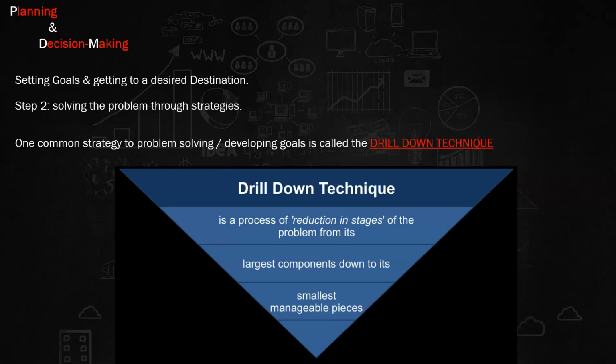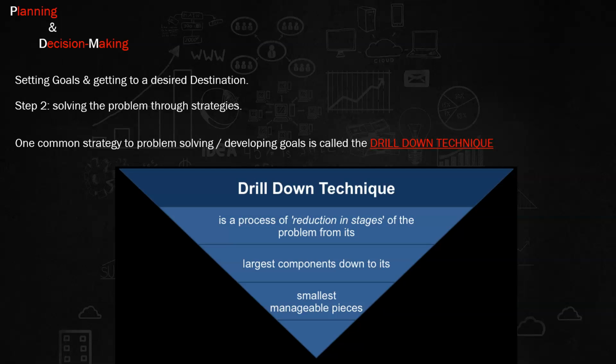So step two is solving this problem, or breaking it down into manageable chunks. And there's a variety of different strategies that you can use. One of the more common strategies that we're going to talk about is called the drill down technique. So the drill down technique is a process of reducing the stages from the largest components of the problem to breaking into these small little manageable chunks, kind of like micro challenges or micro goals, if you will.